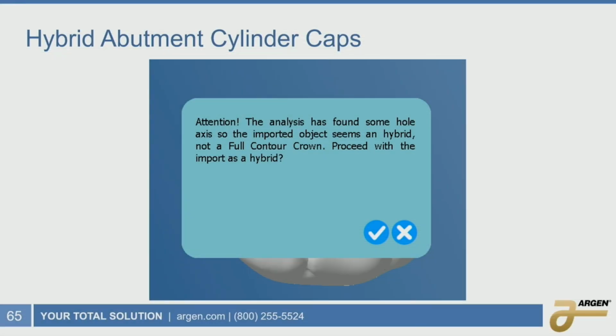So one of the new features that's going to be coming out in the next release of the Argen software and the Millbox software is this kind of intelligent detection. So if you were to accidentally bring in a screw retained unit as a full contour crown, the software is going to identify that and say, hey, this crown actually has screw channels and implant positioning information. Did you really mean to bring it in as a full contour crown, or do you want us to bring it in as a hybrid abutment for you? So that's going to help reduce a lot of user errors in that respect.